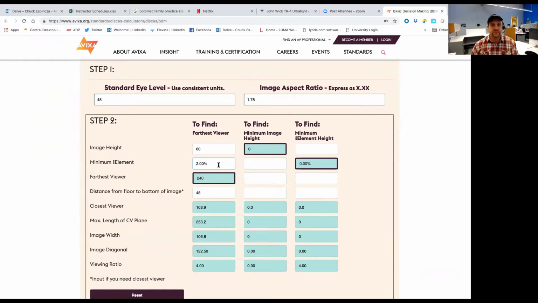That's why we always want to measure the actual element. We don't care about the font or about points. Don't get in the habit of doing the resolution to point math, because it's going to skew your results. Do the actual measurement. Learning how to use the DISCAS formula. I know, man.